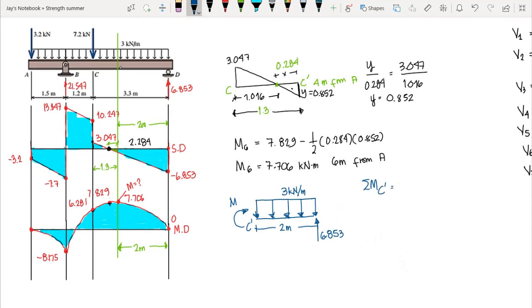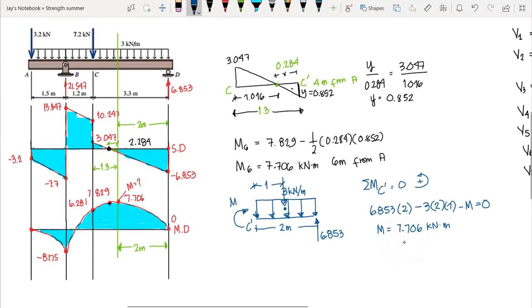Okay, that's C prime is equal to 0. Then counterclockwise positive. Then we have 6.853. That's positive times 2 since it rotates counterclockwise. Minus 3 kilonewton per meter, the resultant, times 2, times the moment arm, that's the 1/2 of 2, that is 1. So you multiply 1. Then we have the internal moment here that is clockwise, so therefore we minus M is equal to 0. So we have M here that is equal to positive 7.706 kilonewton meter. So this is positive, and this is backed up by our moment diagram here, in which our 7.706 is also positive. And that ends our problem number 2.